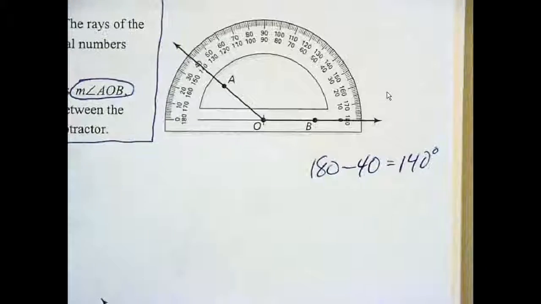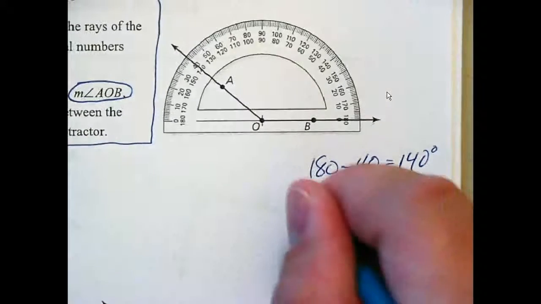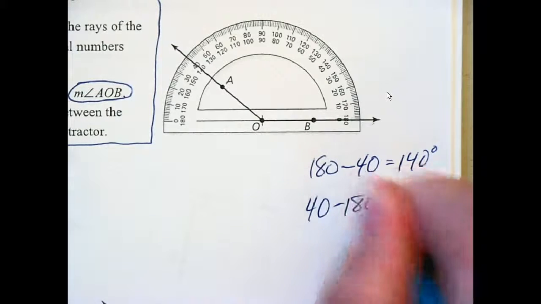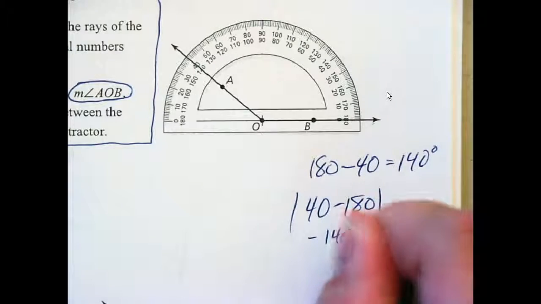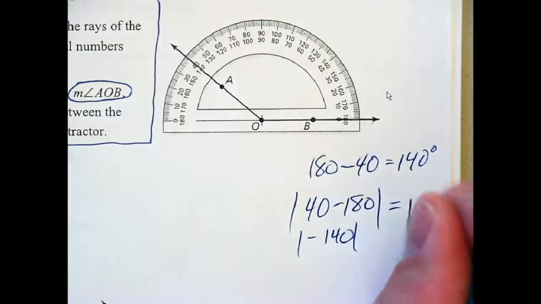And it doesn't matter whichever way you do it. You could go 40 minus 180. But since you're taking the absolute value of it, that gives you negative 140, and the absolute value of negative 140 is 140.